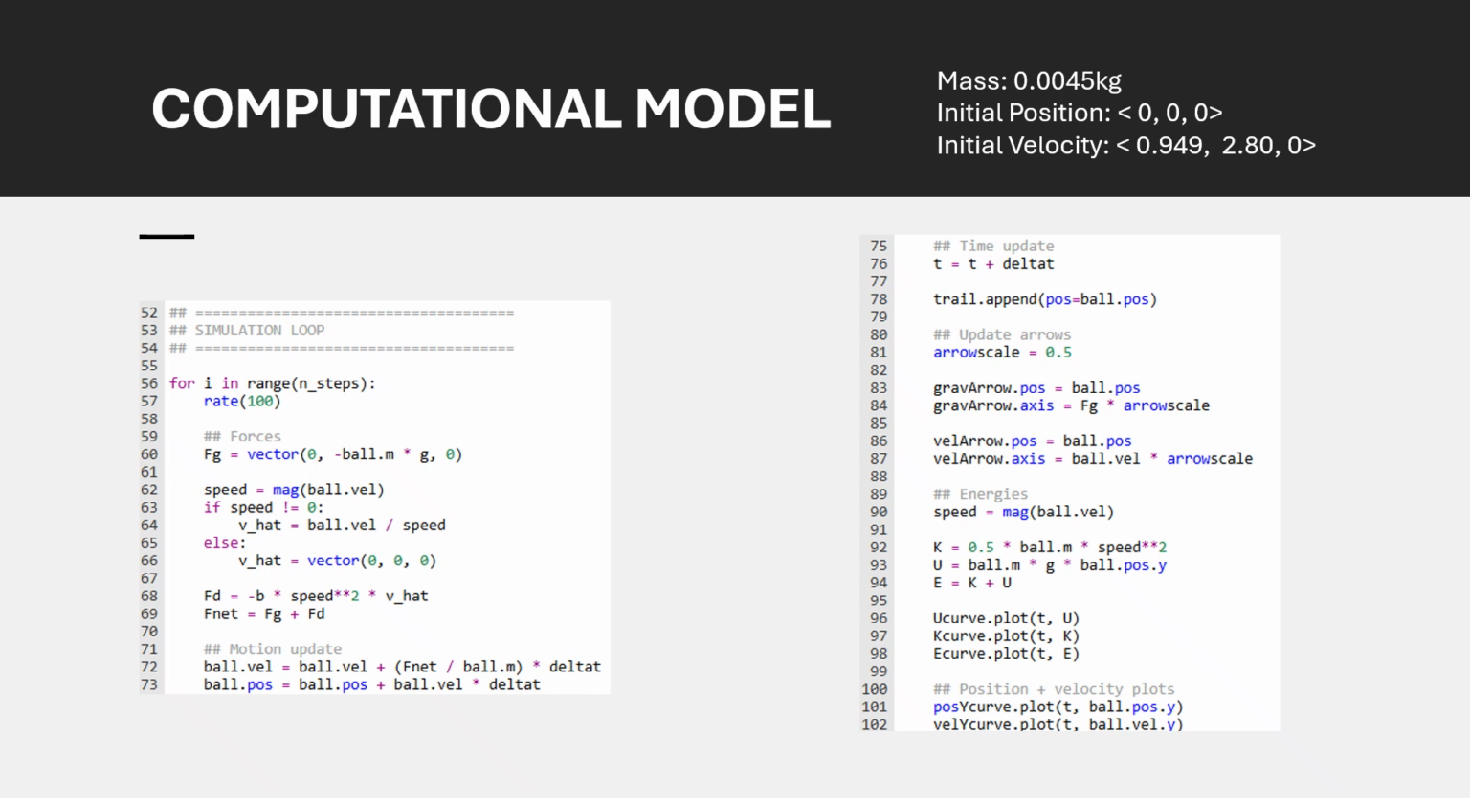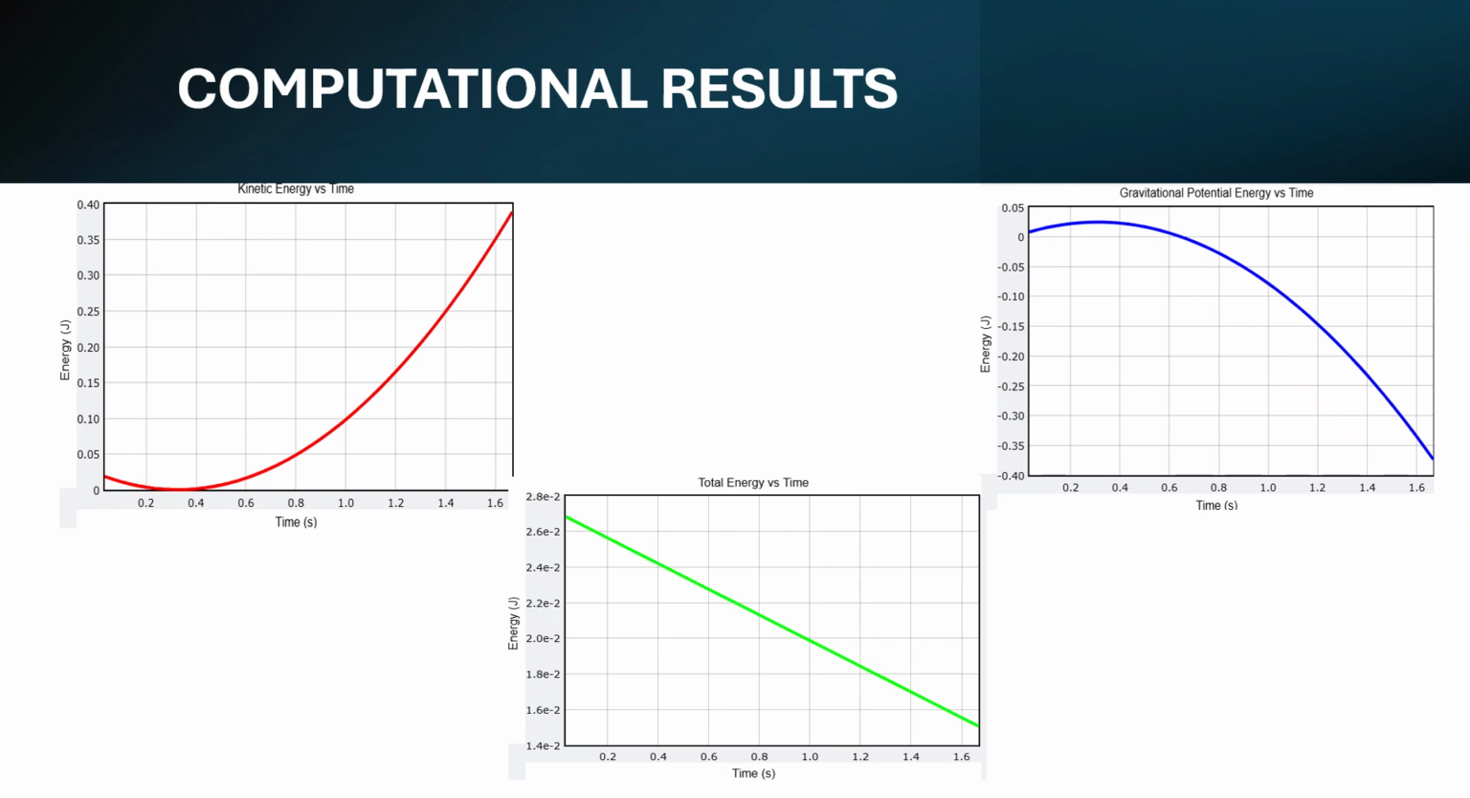So here's the computational model and some of the code I used for it. I input the same initial conditions. On the left, you see the first half of the simulation loop. And on the right, you see the time update part of the simulation loop, as well as showing arrows and energies for the mass.